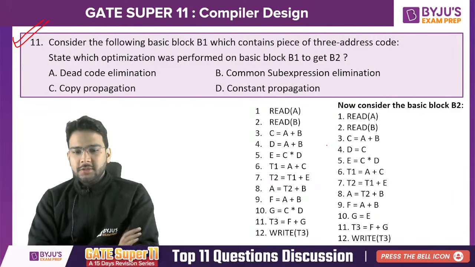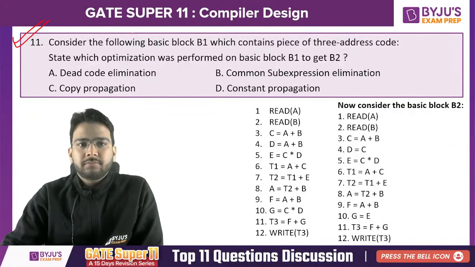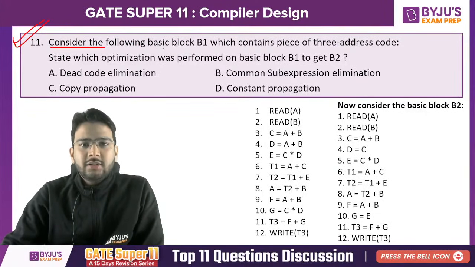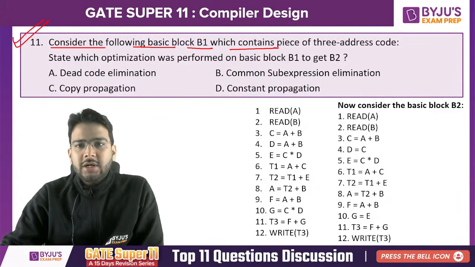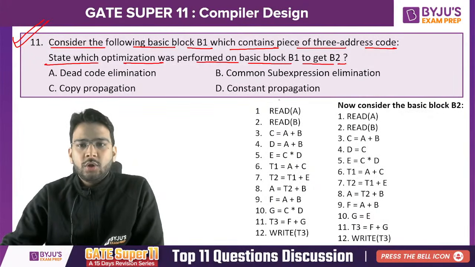Yes, what should be the answer? Okay, B. Most of the students are saying option B. So let's see here. Consider the following basic block B1 which contains a piece of 3 address code. State which optimization was performed on basic block B1 to get B2. So this is your B1 and this is your B2.